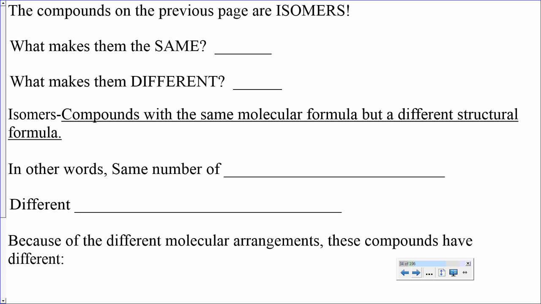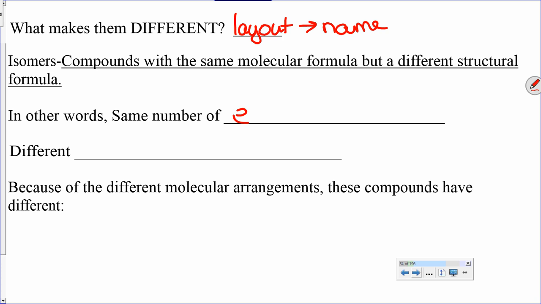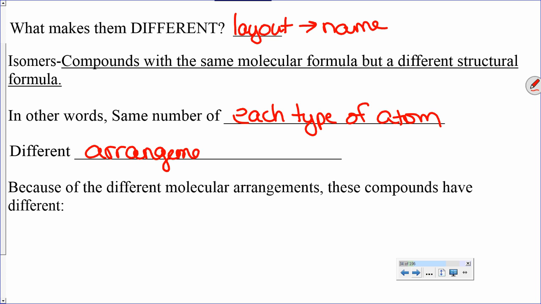So if we look at all of the examples on the page before, what makes them the same is the number of carbons and the number of hydrogens. What makes them different is the layout, which leads to them having different names. Those compounds are all isomers. Isomers are compounds with the same molecular formula, but a different structural formula. In other words, same number of each type of atom, but a different arrangement or layout of those atoms.